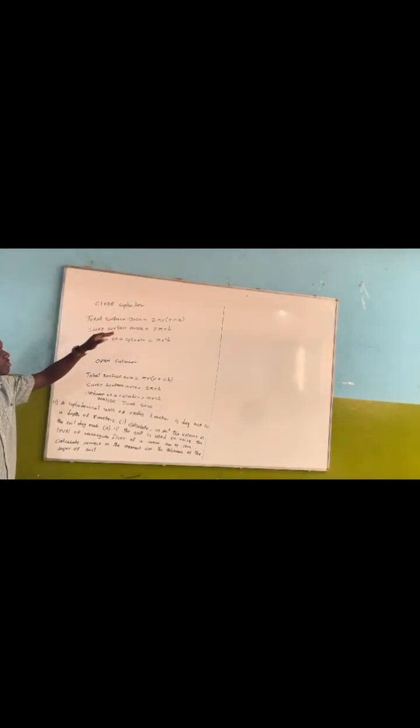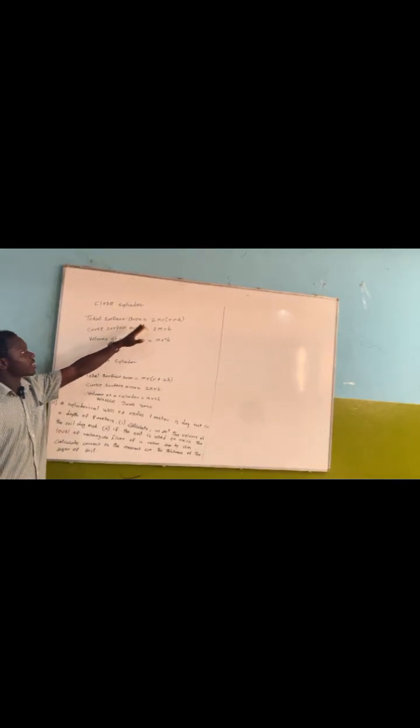Okay, so here are the formulas. For a closed cylinder, the total surface area is 2 pi r times r plus h, from the derivation we did earlier.